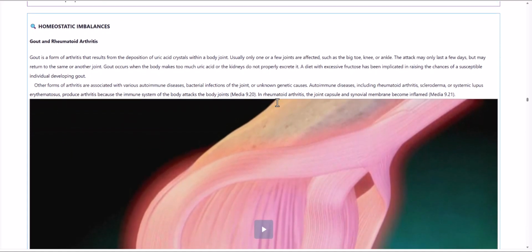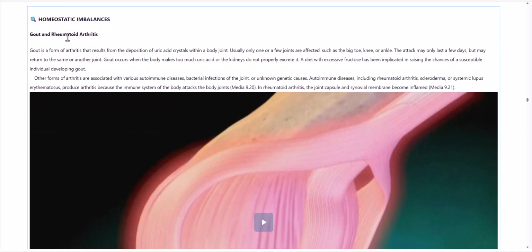Other forms of arthritis include rheumatoid arthritis. This is an autoimmune type of arthritis where the body begins to attack essentially the joint space. This sort of rheumatoid arthritis is more common in women because of the autoimmune basis of this condition.